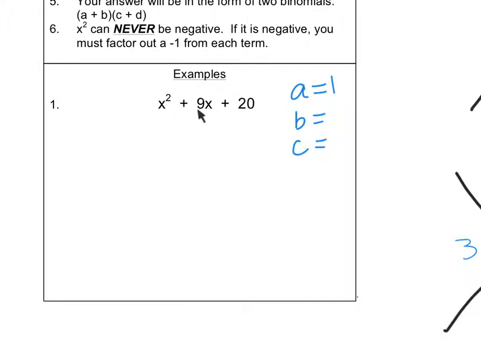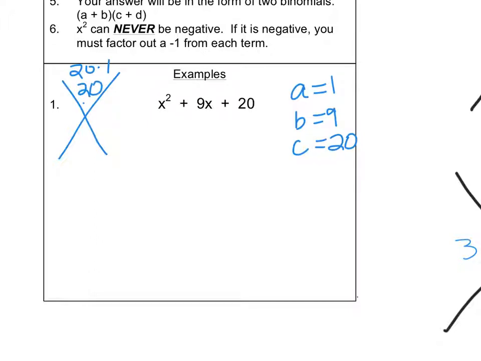B is always the number that's in front of the variable x, which in this case happens to be 9. And then C is always the single constant number by itself with no variable, and in this case C is 20. So what I'm going to do now is take A times C, this is 20 times 1, that's 20.